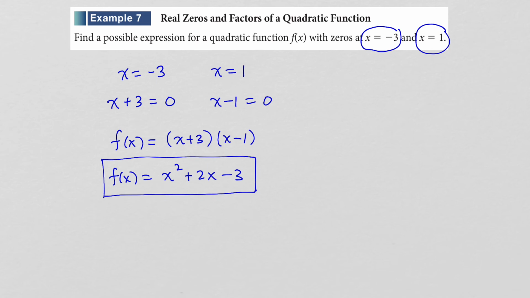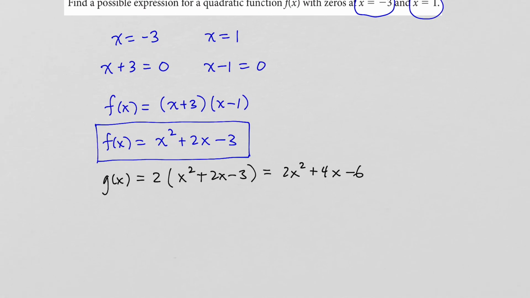Now, one other thing to notice here is that they don't ask for the answer. They ask for a possible expression for the quadratic function. So this was one possible answer, but you could have any other answer that has this as the main part of the quadratic function, and then you can multiply by any coefficient you want in the front. So for example, another possibility would be g of x equals 2 times x squared plus 2x minus 3. That would have the same x-intercepts, but would have a slightly different shape. And if you multiply this out, this would be 2x squared plus 4x minus 6. Okay, so that's another possibility.